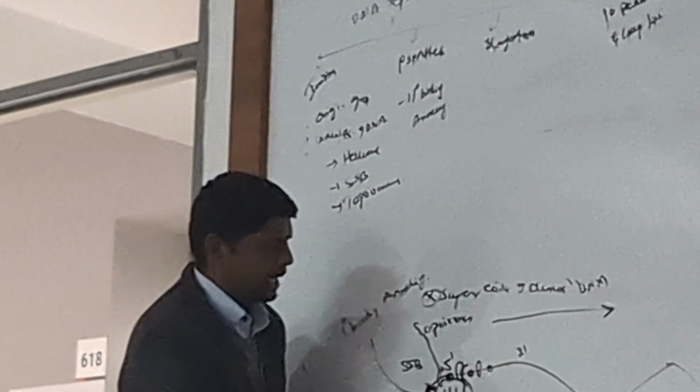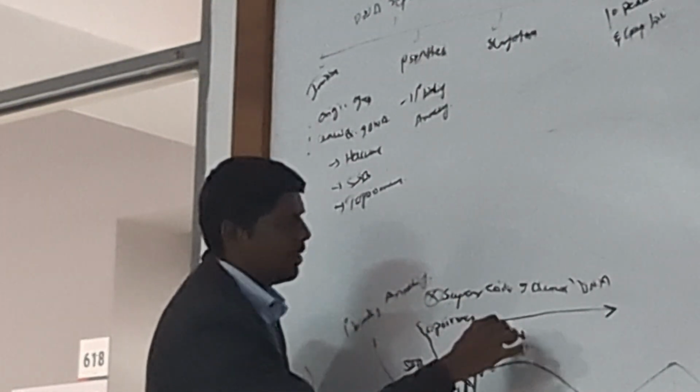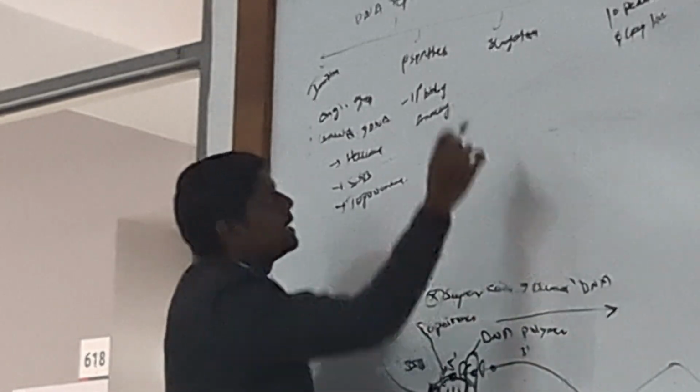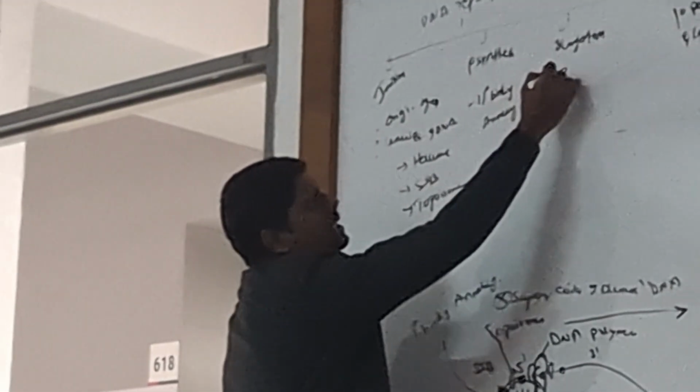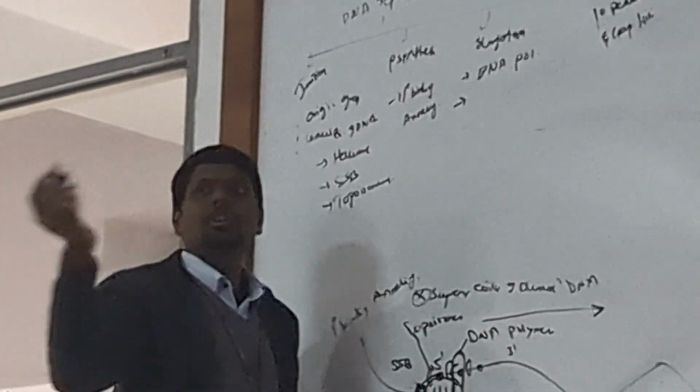So in elongation, what is the major enzyme we are getting here now? Now we got the DNA polymerase. So in elongation, the first one is DNA polymerase. So please don't talk.